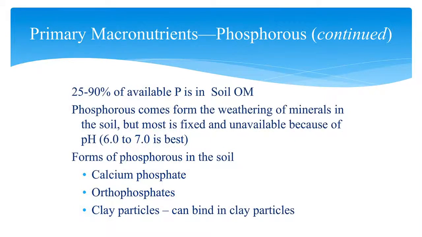Now, the best place for plants to get phosphorus is from organic matter, and it can come from the weathering of minerals in the soil, but a lot of that is fixed and unavailable. And again, at those extremes of pH, that's a problem, but if you have neutral pHs, it's a little bit more readily available. So calcium phosphate, orthophosphates, or clay particles and organic matter can give you some of that.